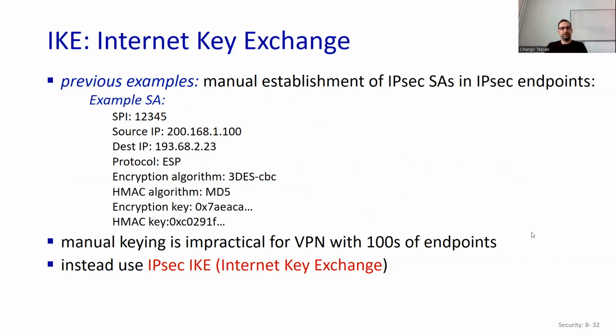Let's move on to internet key exchange, because we already mentioned that we had to have secret keys to perform these processes. In the previous examples, there was manual establishment of IPsec SAs in the IPsec endpoints. So when you're creating VPNs and so on, you manually put your secret keys there. So this is how everything works. As an example, here is the SPI index, this number, source IP, destination IP, protocol ESP, encryption algorithm triple DES CBC, and as you can see, HMAC algorithm MD5.